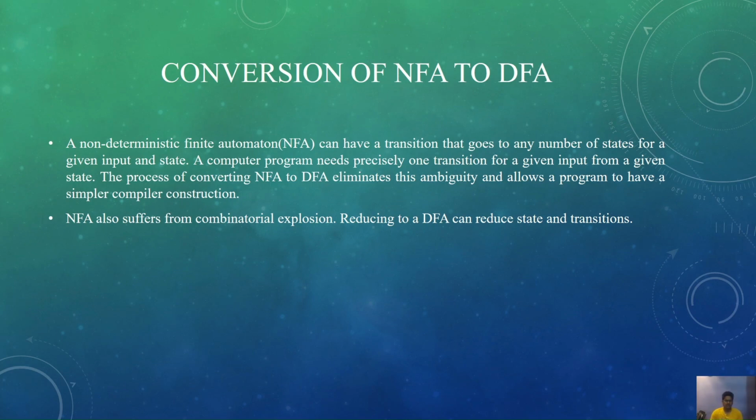NFA, also called a non-deterministic finite automaton, can have a transition that goes to any number of states for a given input and state. A computer program needs precisely one transition for a given input from a given state. The process of converting NFA to DFA eliminates this ambiguity and allows a program to have a simpler compiler construction. NFA also suffers from combinatorial explosion. Reducing to a DFA can reduce states and transitions.